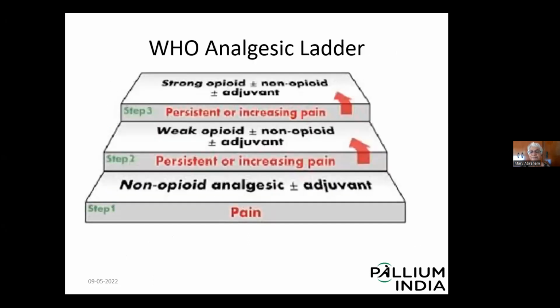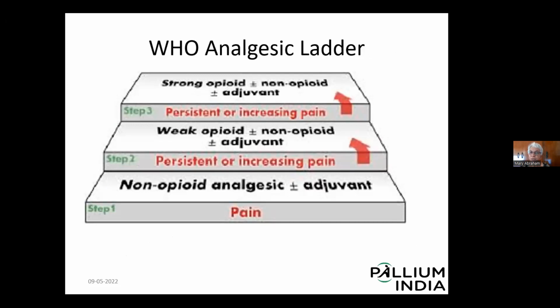So this ladder is basically a 3-step ladder, starting with step 1, which is mild pain, where the NRS score may be less than 5. In such patients, you can start off with a non-opioid analgesic with or without an adjuvant. The commonly used drugs are paracetamol and NSAIDs.